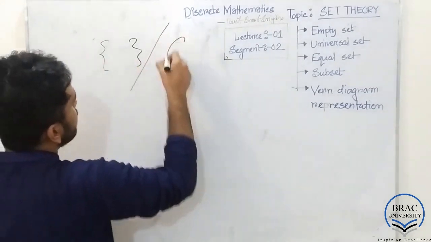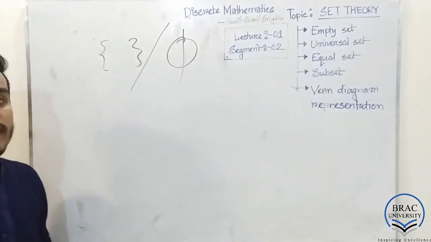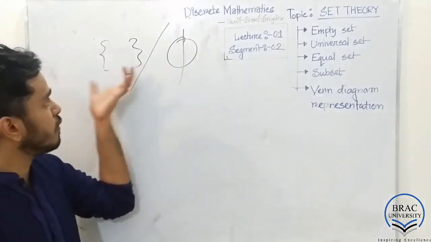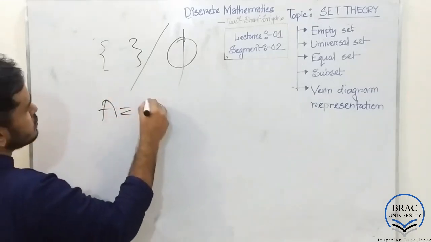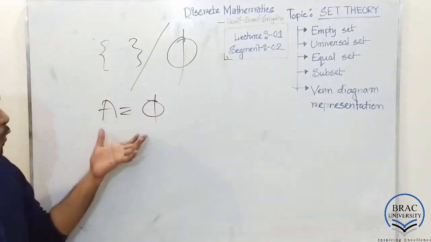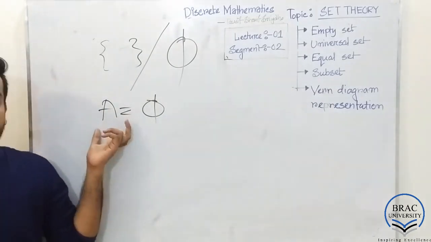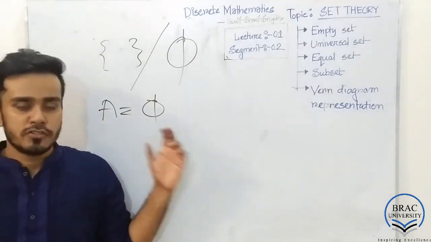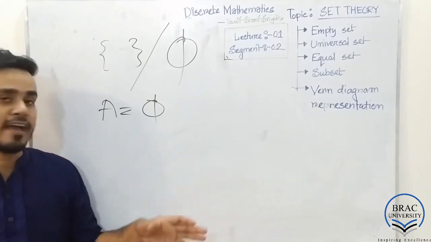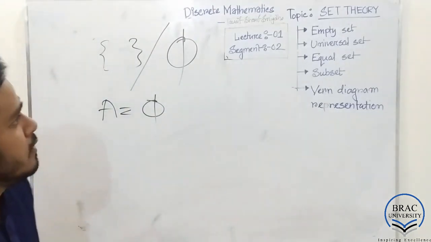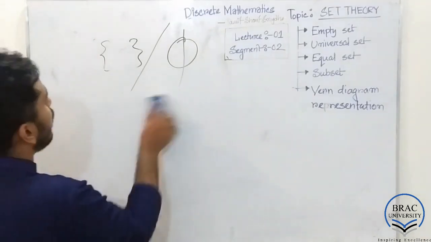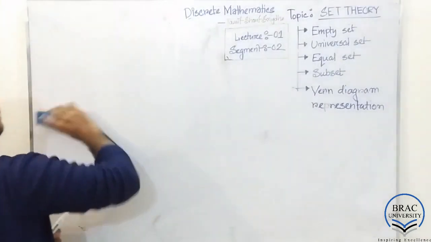And sometimes we use phi as well to express an empty set. We use phi and curly braces. Okay. So if someone writes A equals phi, then we understand that A is an empty set. So A will have 0 elements in it, right? Yeah. So now we know what an empty set is.